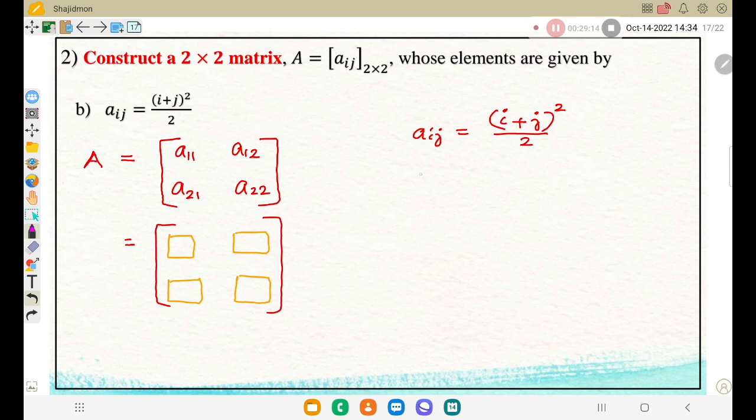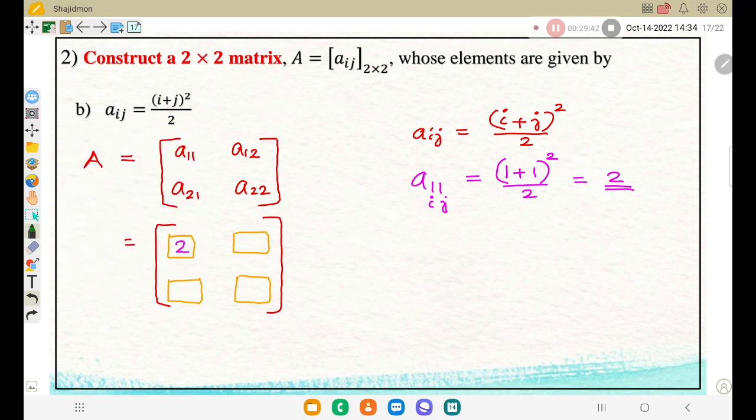So first A11. A11 means i number is 1, j number also 1. First number is i, second number is j. So we can apply here, i number is 1 plus j number is 1, power 2 divided by 2. So 2 power 2, 1 plus 1 is 2, 2 power 2 means 4. That is 4 divided by 2. You will get the answer equal to 2. So the first number we will get is 2.